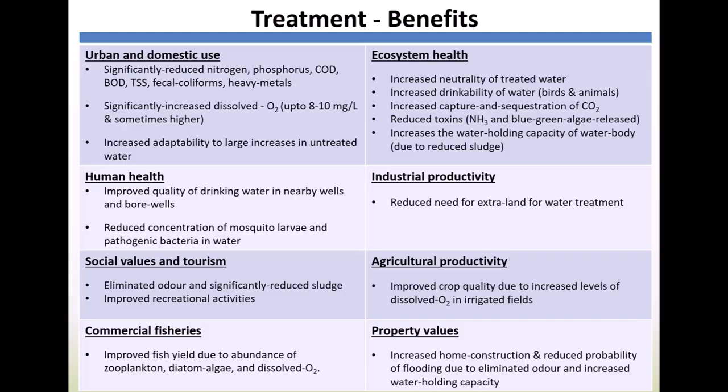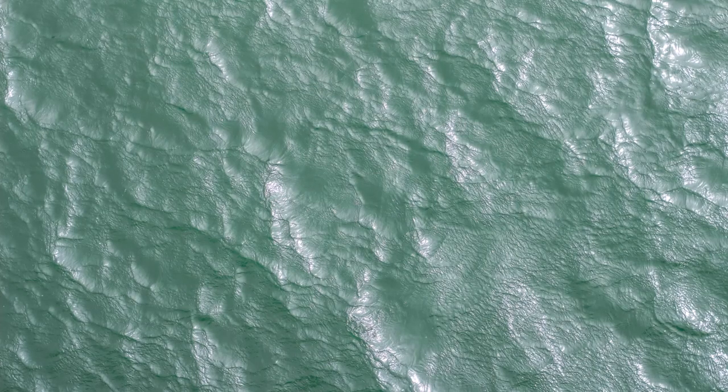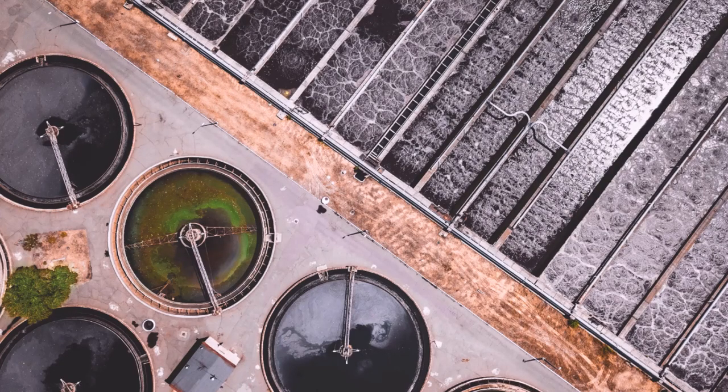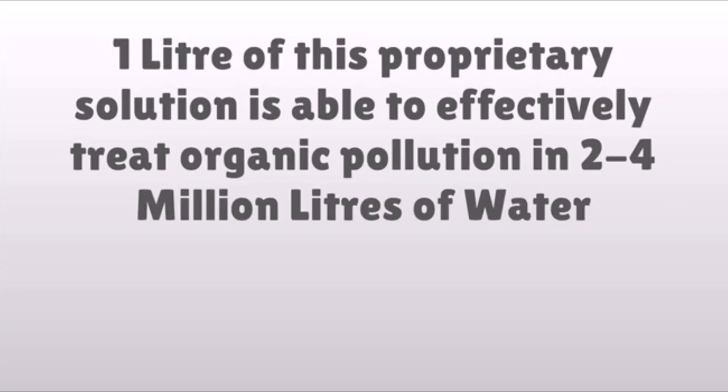Some of you may have wondered that while the treatment appears to be effective at remedying pollution in open water bodies and at treatment plants, how is it scalable or cost effective? Well, this is the highlight of our treatment summarized in a single sentence. 1 liter of our solution is able to effectively treat between 2 to 4 million liters of water. Yes, the treatment is well and truly scalable. Even the cost of a single liter of this product is pocket friendly.